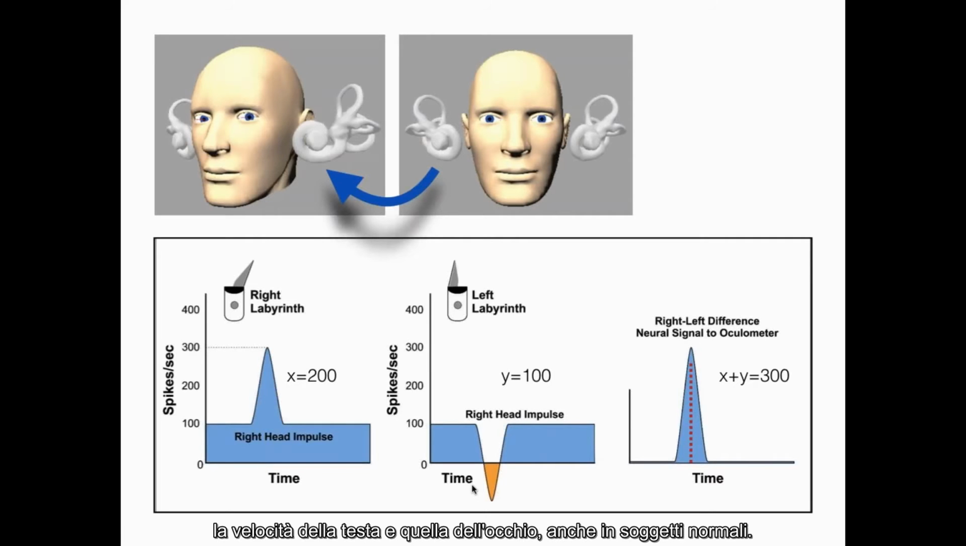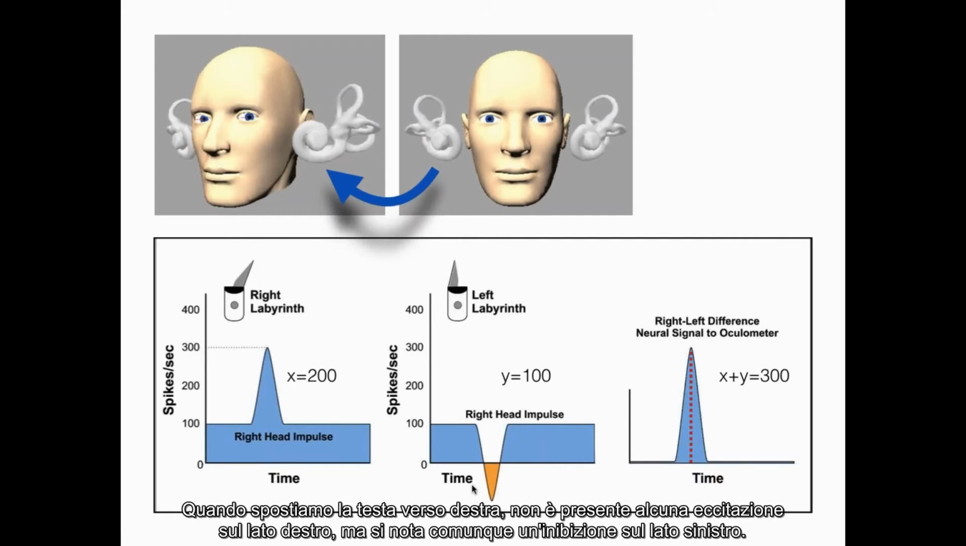So that's why sometimes you have a small difference between the head velocity and the eye velocity, even in normal subjects. When we think about a pathological situation, here's a patient who had vestibular deafferentation on the right side, which means the right side is not working. And when we move our head to the right, there is no excitation on the right, but there is still an inhibition on the left.